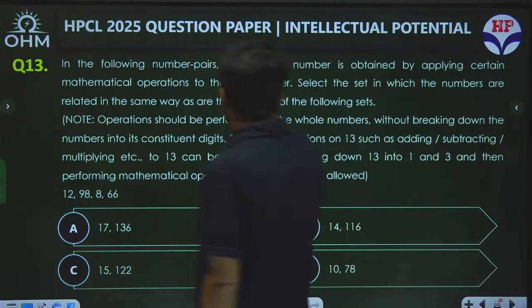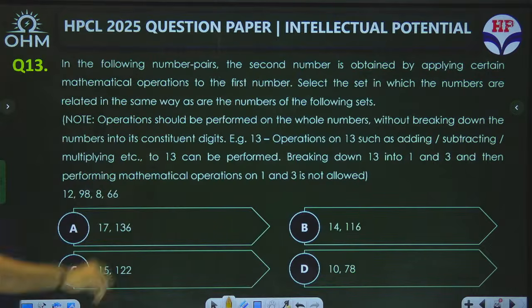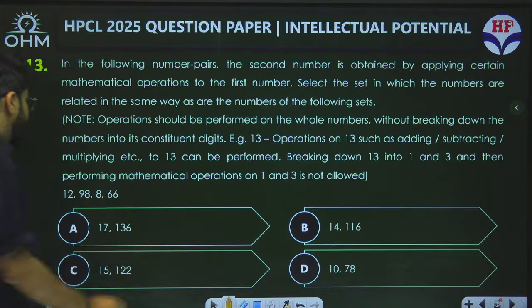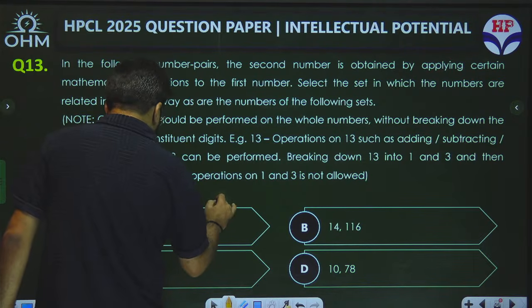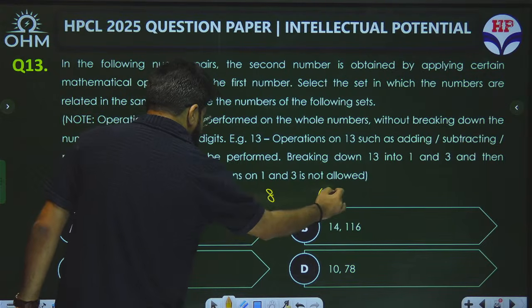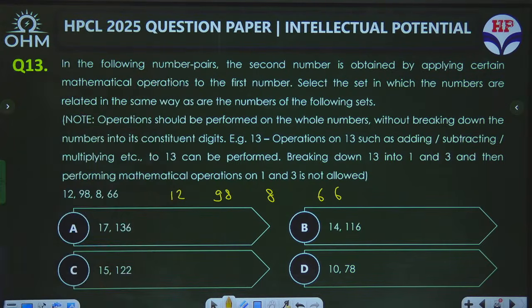In the following number pair, the second number is obtained by applying a certain mathematical operation to the first. Select the set in which the numbers are related in the same way as the numbers of the following set. So here what is the set given? 12, 98, then 8, then 66. Again, they have mentioned whole number you have to take, you cannot break into digits.